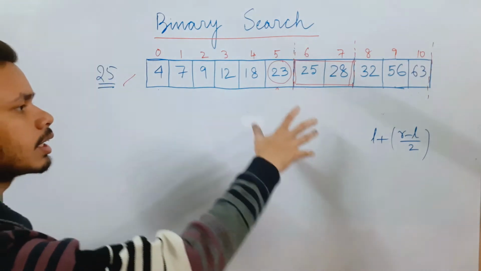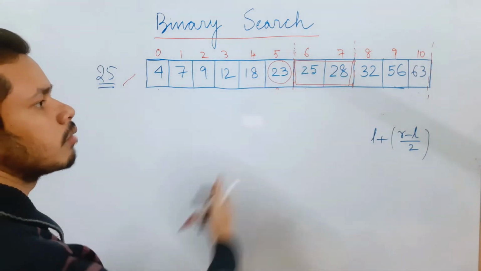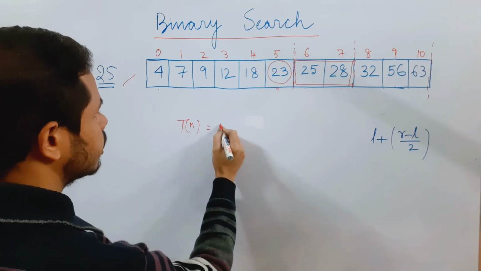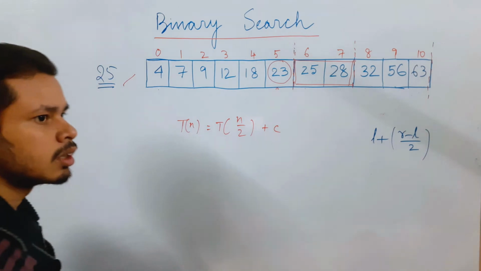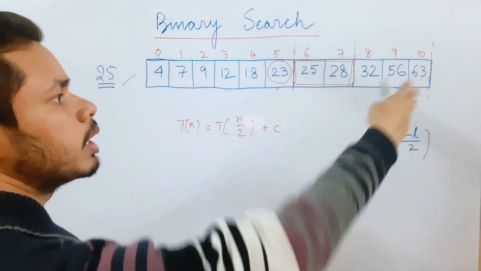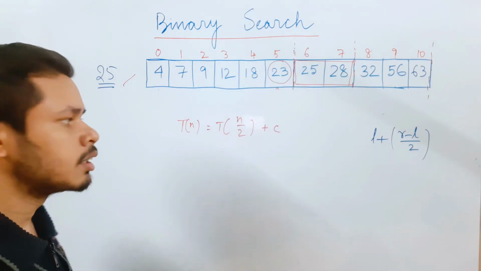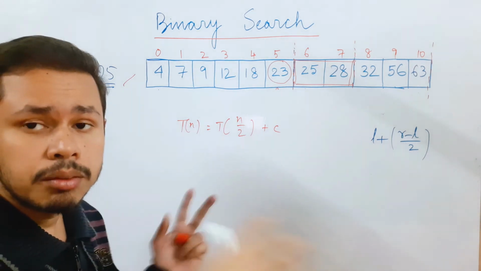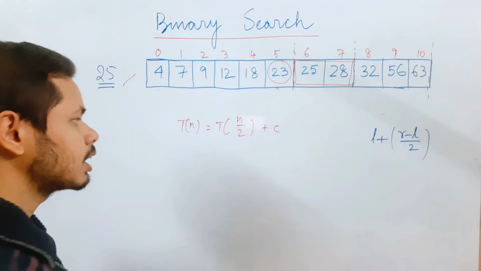So in our case, the recursive formula will look like this, if n is the number of elements in an array: T(n) equal to T(n/2) plus some constant value. Why n by 2? Because we are searching only n by 2 elements in each iteration, right? So okay, what will be the solution of this? You don't need to follow any method, you just work on your intuition, okay?